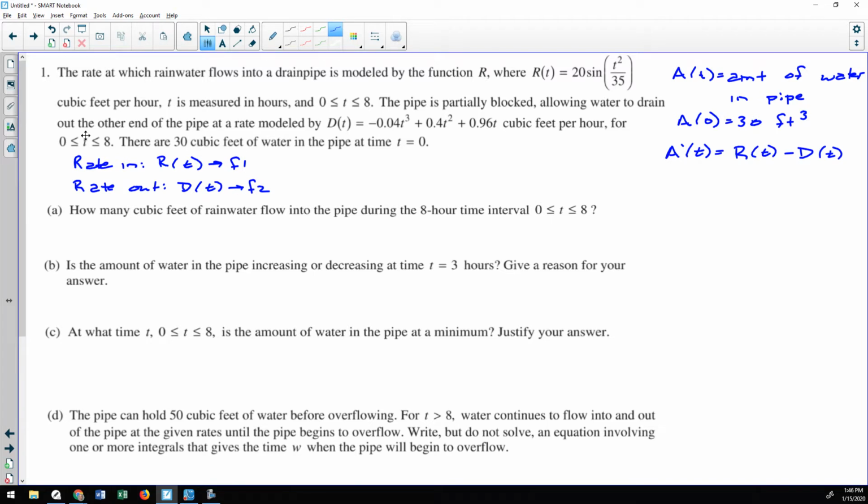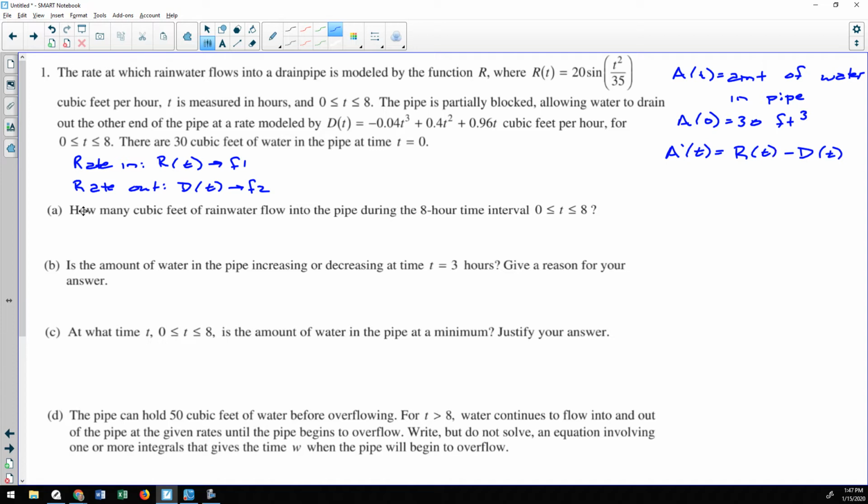And since they did not define a function to represent the amount of water in the pipe, they only gave me the rate in and rate out, I defined the amount of water in the pipe to be A of t. They tell me that the amount at time 0 is 30, and in these cases, the overall rate of change, A prime of t, will always be the rate in minus rate out. So I've gone ahead and defined A prime of t as well. That will most likely be used at some point.